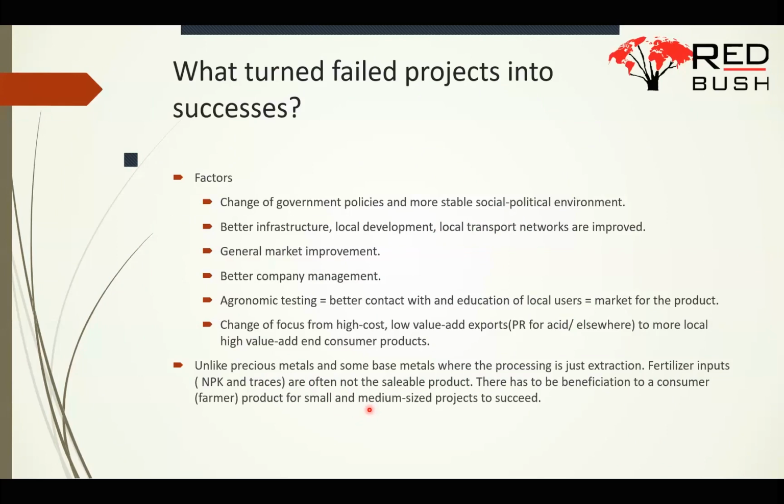Okay, so the factors that changed the projects from failures into successes were change of government policies and more stable political environments, better infrastructure, local development, local transport networks, general market improvement, and agronomic testing. So they're producing targeted fertilizers, and there's a change of focus from high cost, low value add exports to more local, high value add end consumer products.